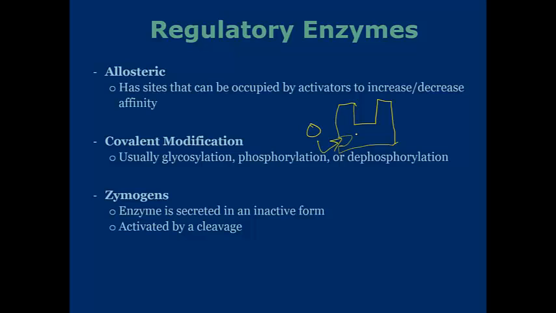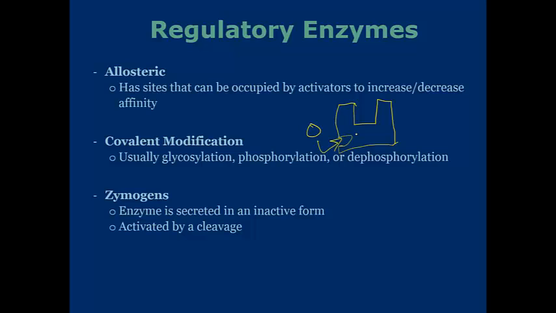Covalent modification is oftentimes glycosylation, phosphorylation, or dephosphorylation. So glycosylation, as the name would suggest, is the addition of carbs. Phosphorylation and dephosphorylation have to do with phosphate groups. So enzymes are going to want to pick up these sorts of modifications somewhere along the way to enhance or decrease their function.